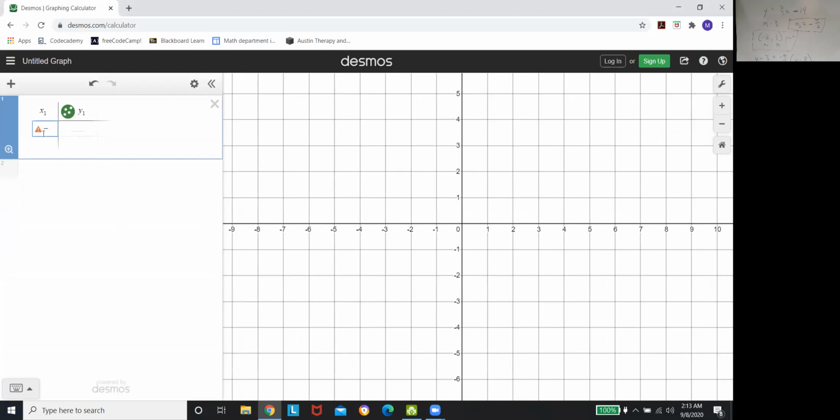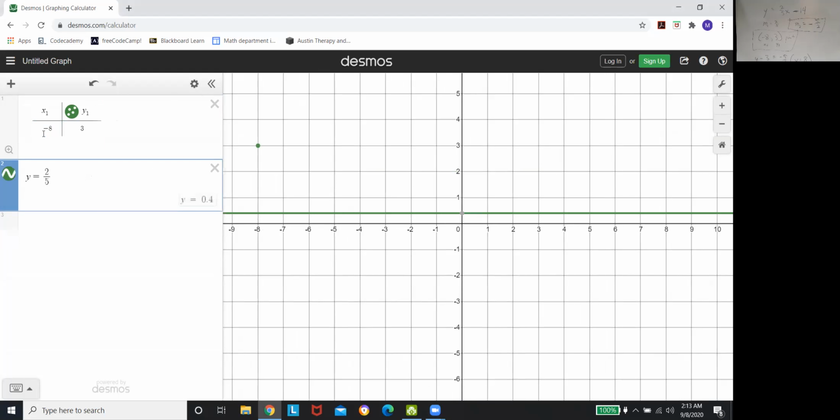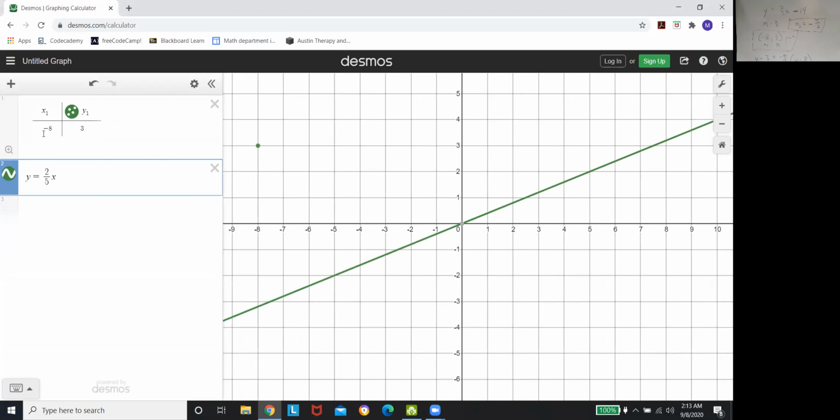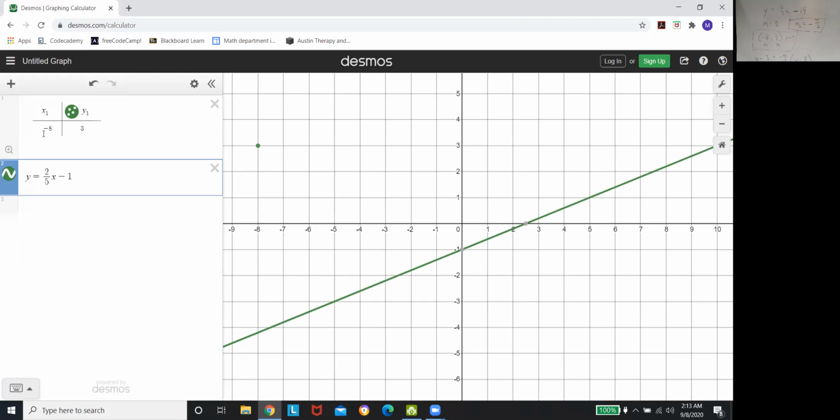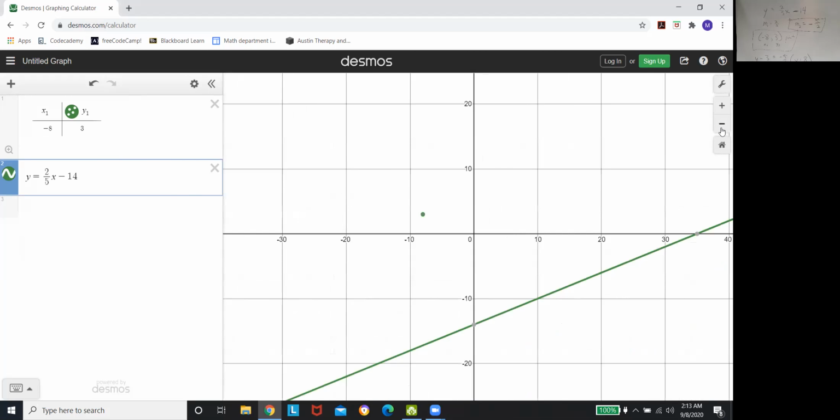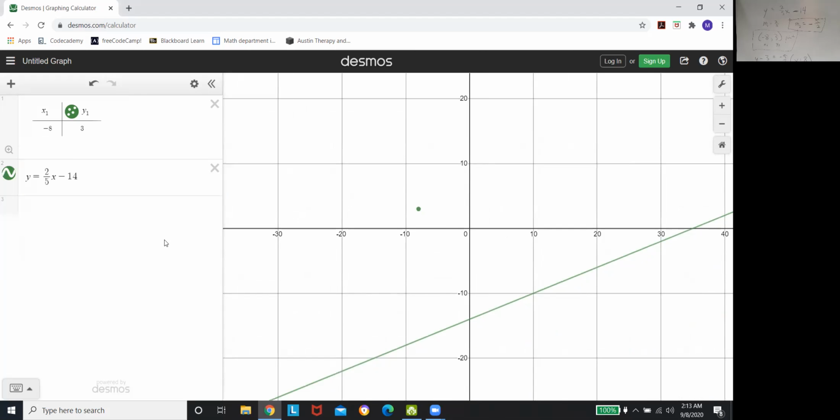So minus 8, 3 is the point it should go through. This looks like the graph y equals 2/5 x minus 14. So maybe I need to zoom out a little bit to find that. So that is okay. That is the line that they give me. This is the line that's supposed to be perpendicular. That's actually the equation they gave me.